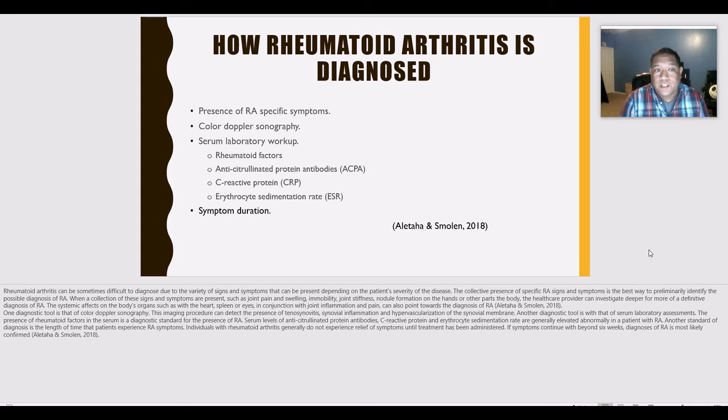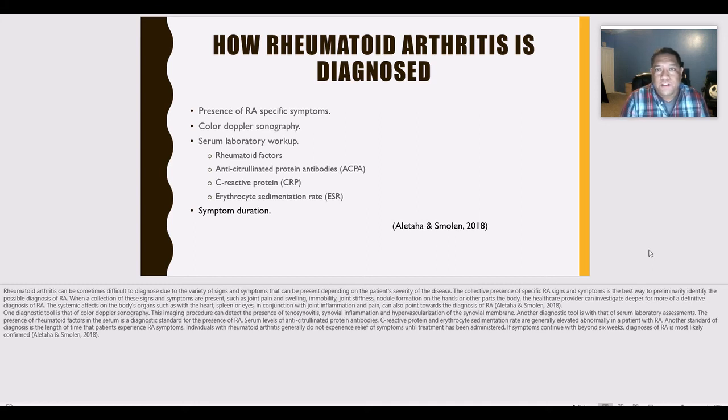A way to really identify this when a patient is showing symptoms is to do two things. You have imaging through color Doppler sonography and serum lab work. Color Doppler sonography actually identifies the damage that's going on in the synovial membrane, which is the mainstay of RA. With serum lab work, you're going to have an increase in the rheumatoid factors, ACPA, CRP, and ESR. All these serum lab works will be elevated, which is indicative of the presence of RA.